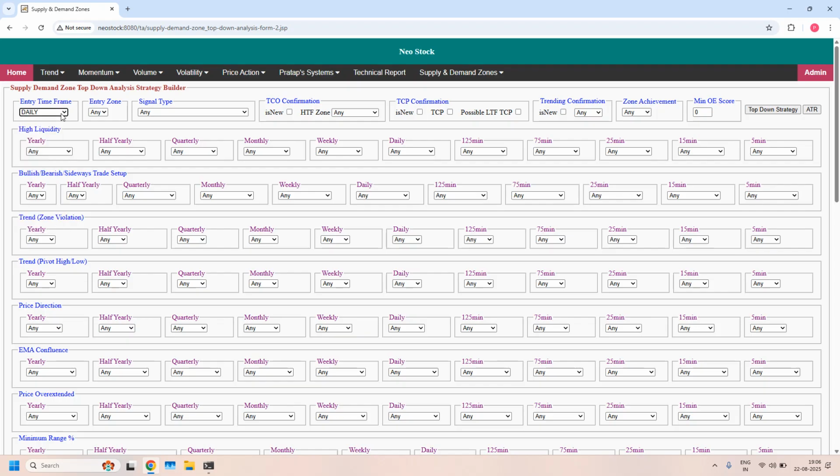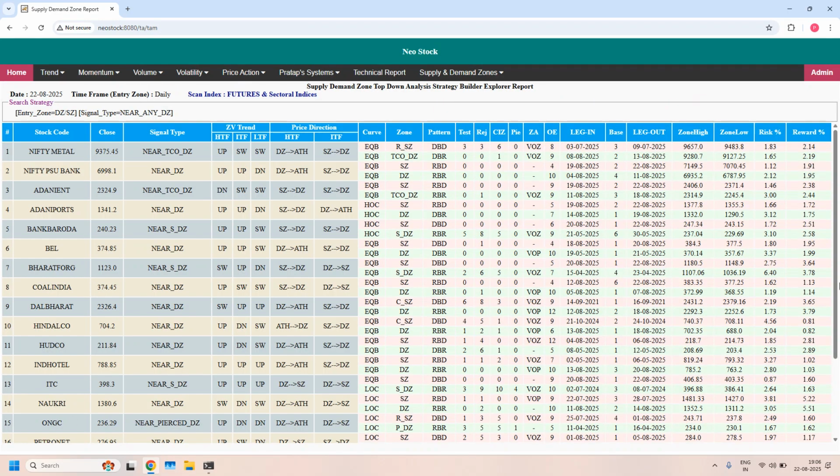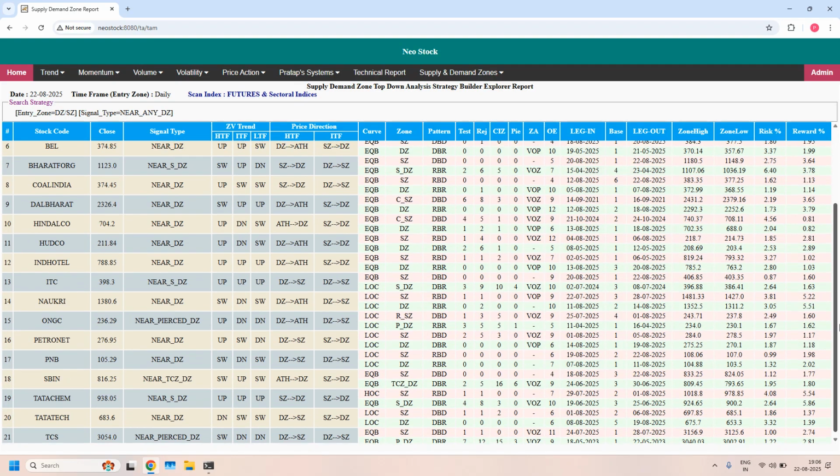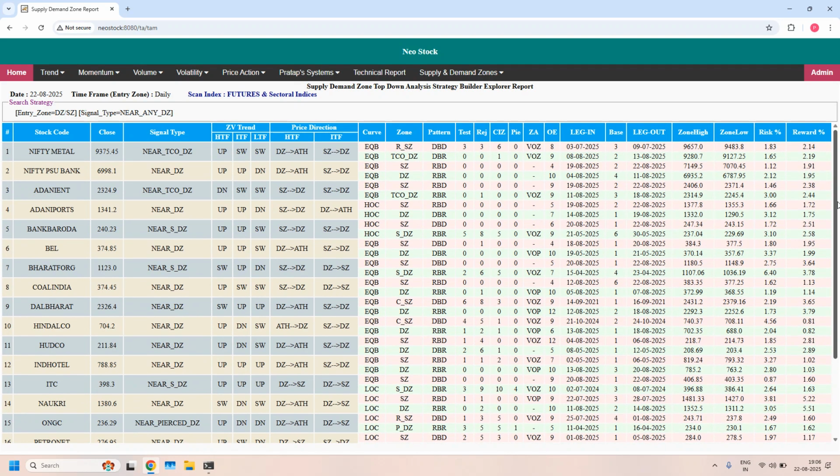Okay, starting with the daily time frame, stocks near to the daily demand zone, we got 21 stocks. So let us identify high liquidity daily demand zones from this list. NIFTY metal, this is a low priority high liquidity. We have to use high priority high liquidity zones for the HLQ zone strategy. That will be helping us to get an 80% success rate.